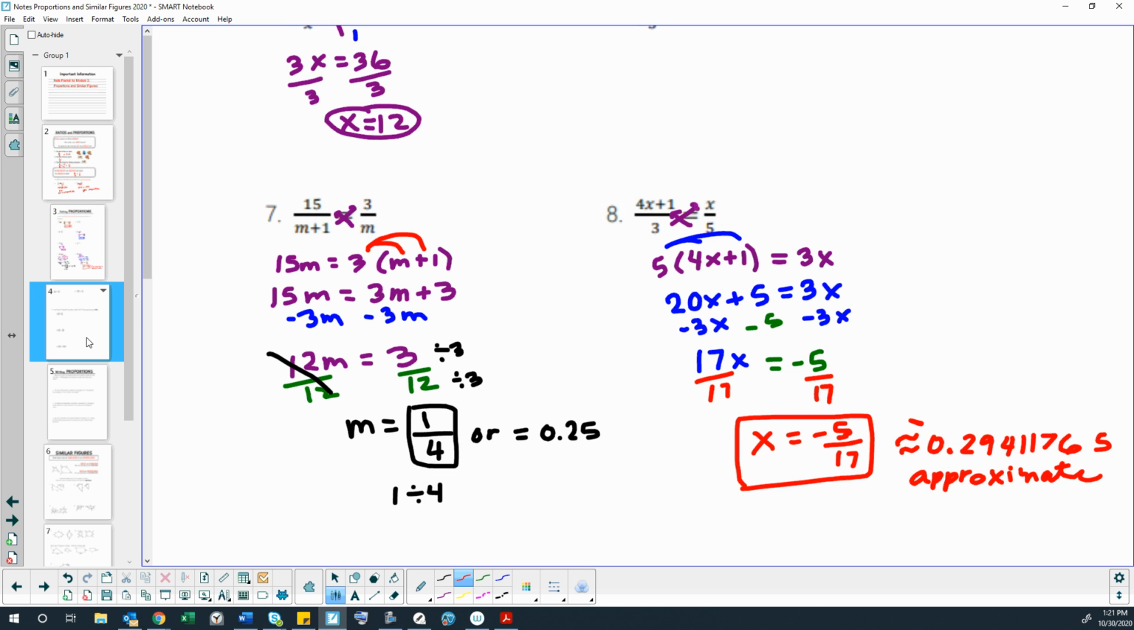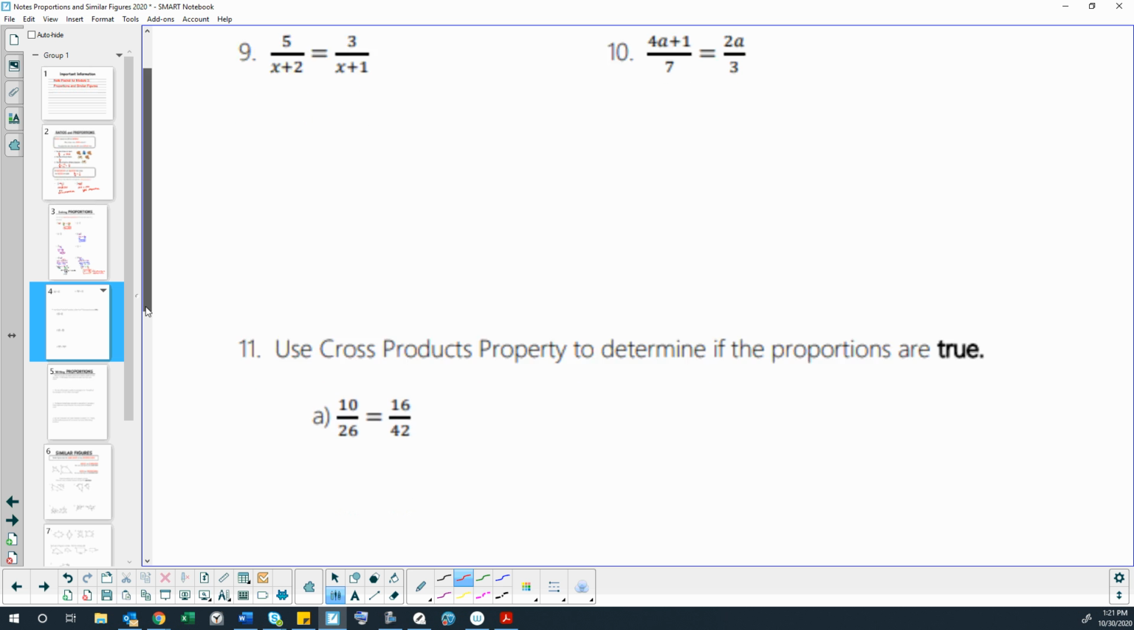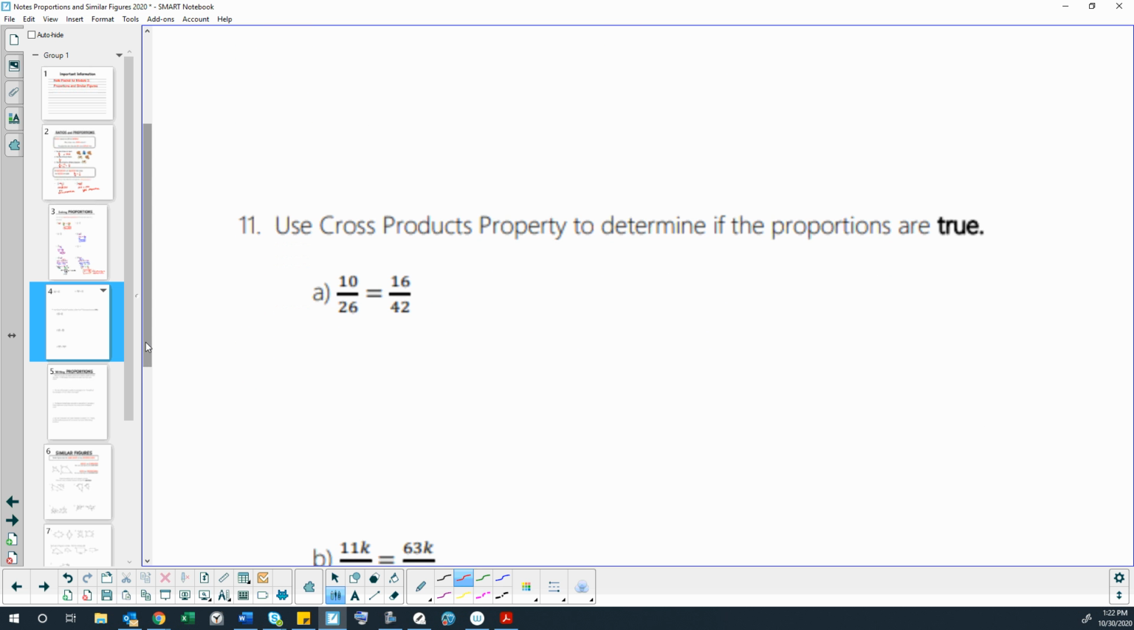Alright, how else can we use cross multiplying to tell if proportions are true? We kind of already did a little bit of this, but let's do a little bit more where we actually cross multiply and see if we get equal values on each side to help us know if it's an actual proportion. So on one side we'll have 10 times 42, which is 420. And then on the other side we will have 26 times 16, which is 416. What do you think? Is 420 the same as 416? Nope, not quite. So this one is not a proportion.